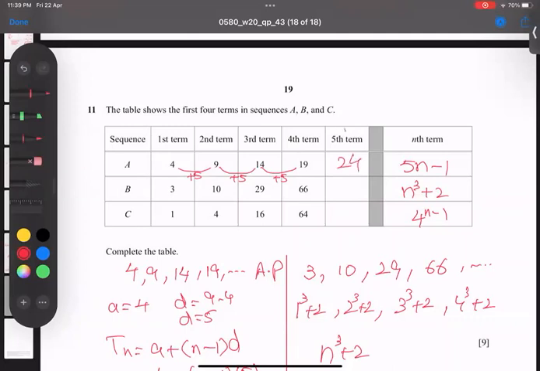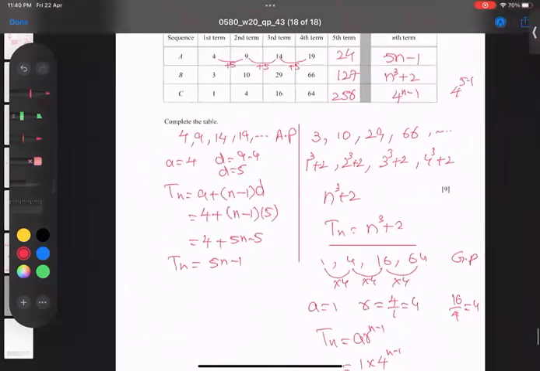So for the first sequence, when I put 5, 5 into 5, 25 minus 1, 24. So how to get the fifth term of the second? Put it here. 5 to the power 3 is 125 plus 2. I repeat again: I plug in 5 in place of this n. So 5 to the power 3 is 125 plus 2, 127. For the third, put 5 here. When I put 5, so 4 to the power 5 minus 1, and you know it is 4 to the power 4. 4 to the power 4 is 256.